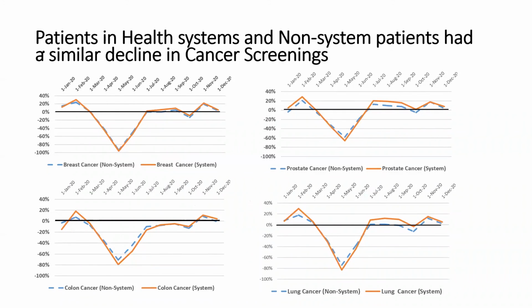I told you we looked specifically at various types of screenings, because we were really interested in what happened to people's preventive care. This is showing you four different types of cancer screenings: breast cancer screening through mammography, prostate cancer screening, colon cancer screening, and lung cancer screening. These are, again, changes from 2019 to 2020. Here we don't see very much of a change at all, actually. Those two lines almost entirely overlap.